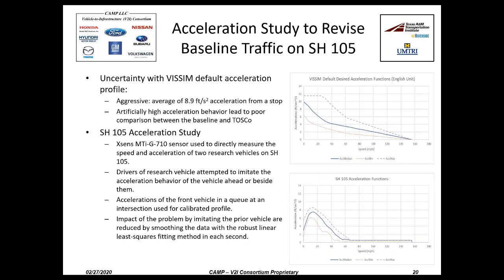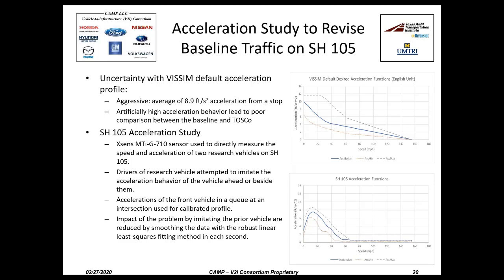Now, this slide represents some of the setup and findings from our acceleration study. This could be an entire presentation of its own. In summary, for the acceleration study, we took the default desired acceleration function represented by the plot on the upper right that has the distribution of acceleration for vehicles across speed as they accelerate from certain speeds up to their desired speed. 8.9 feet per second squared is a pretty aggressive acceleration, especially when you compare that to our findings of about 2.5 or about 3 feet per second squared from a stop from our vehicles that we represented on, say, Highway 105.